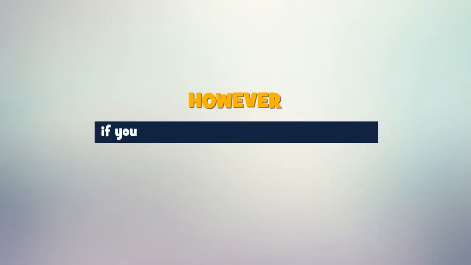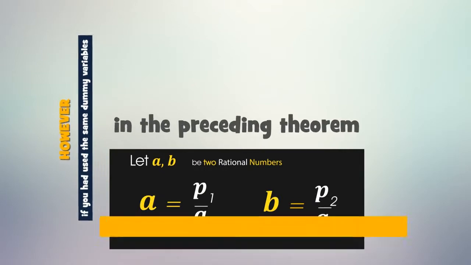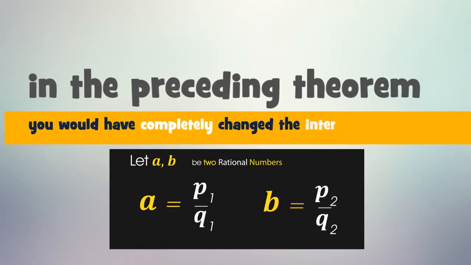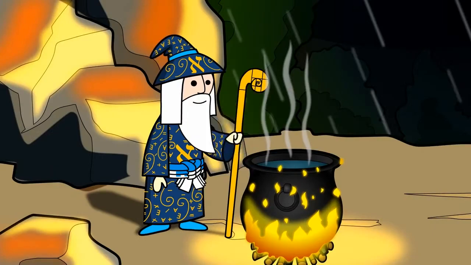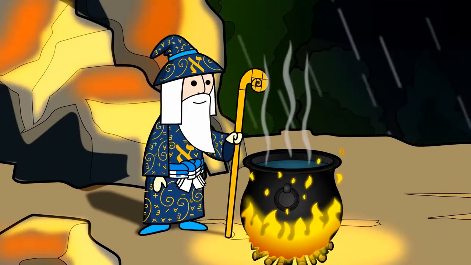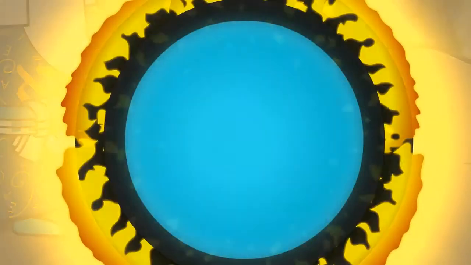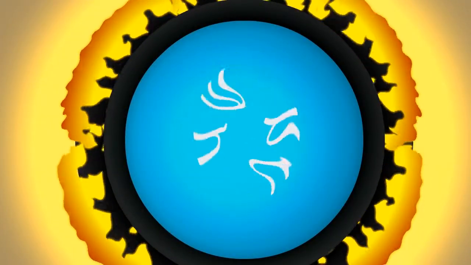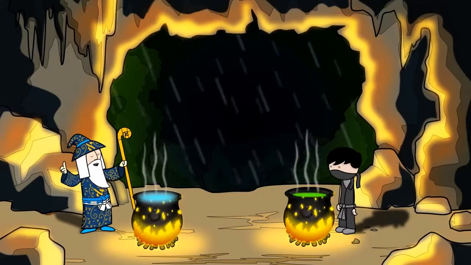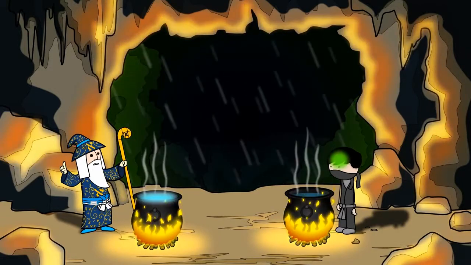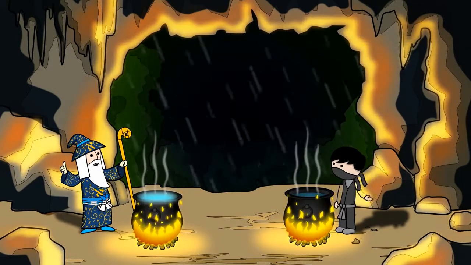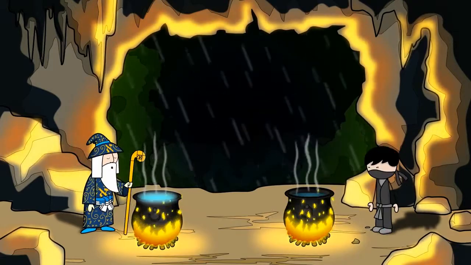However, if you had used the same dummy variables in the preceding theorem, you'd have completely changed the intent of the expression. Generally, math mantra! The purpose of notation is to precisely capture our mathematical reasoning. It is the mathematics that creates the notation, not the other way around.